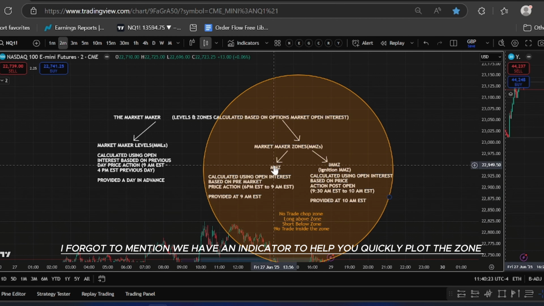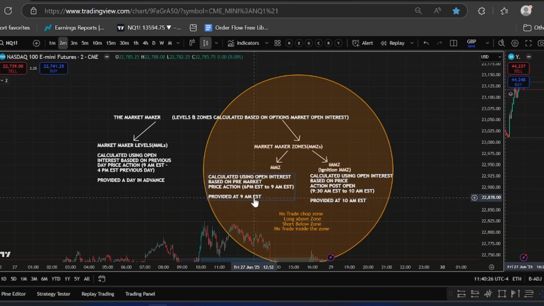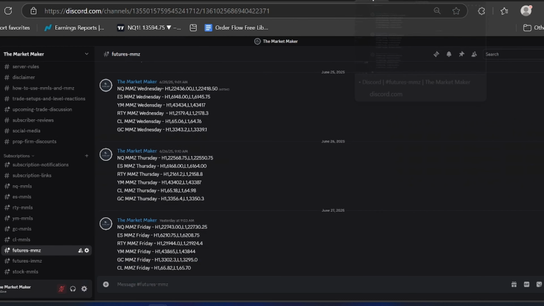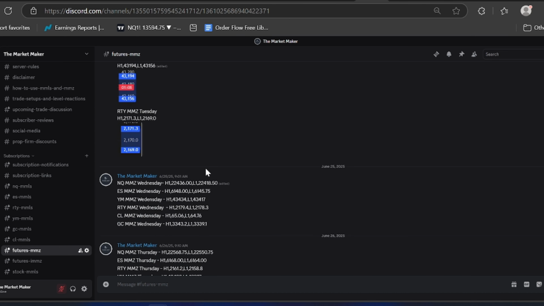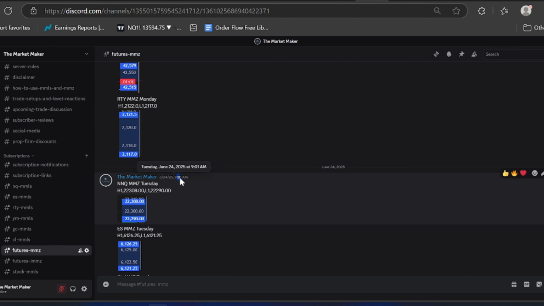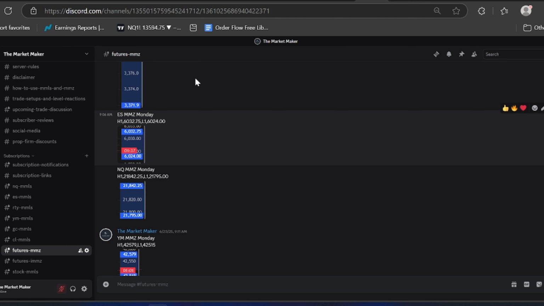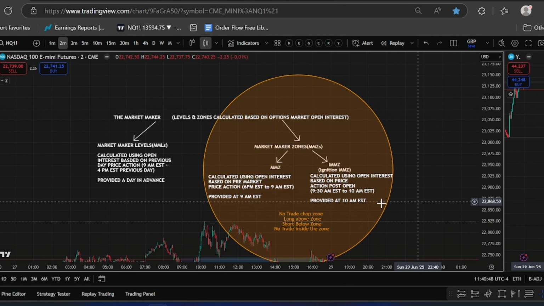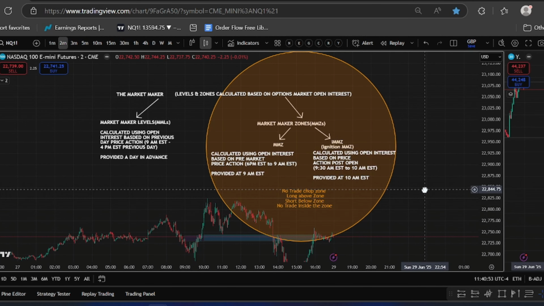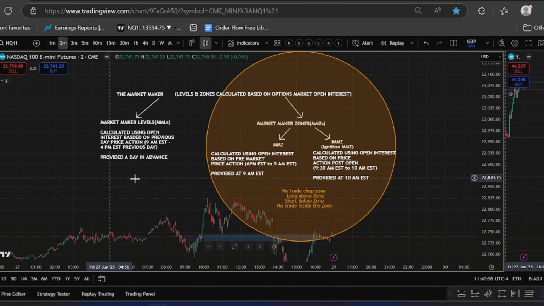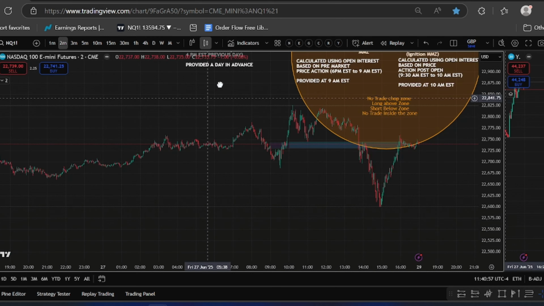So two things to remember: one provided at 9 a.m. Eastern time, one provided at 10 a.m. Eastern time. You can see in my Discord all these MMZs are provided around 9 a.m. Eastern time, and this one will be provided at 10 a.m. Eastern time in my Discord. So inside the zone you don't trade, above the zone you long, below the zone you short.